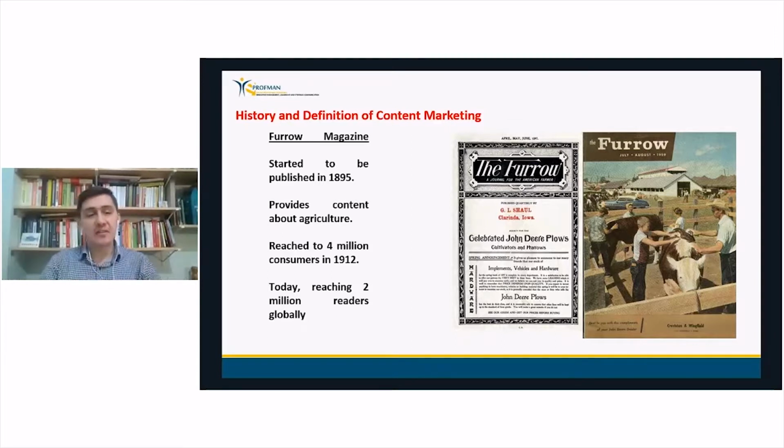I can tell you that the Furrow magazine is one of the best known cases for it in history. It is providing useful information about agriculture, and it was first published in 1895. During that time, it reached really big success. And after 17 years, it reached 4 million readers. Remember, the key of success in content marketing efforts is being consistent. And I can say that the magazine is achieving this. And even today, it reaches 2 million readers globally.